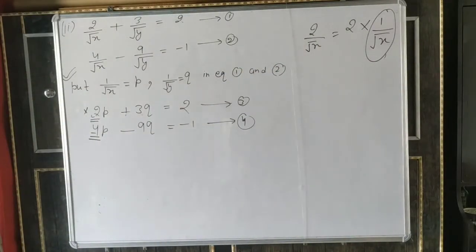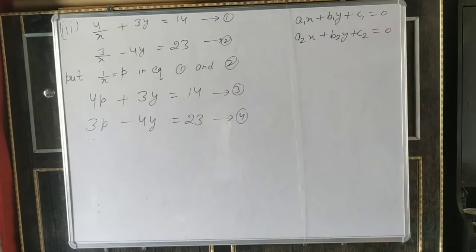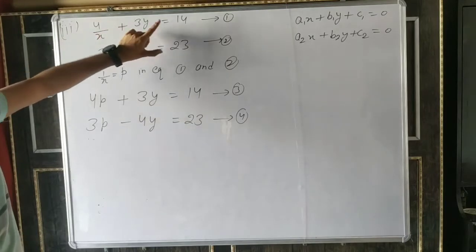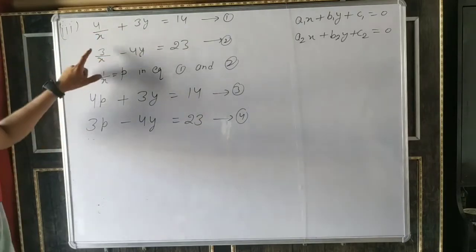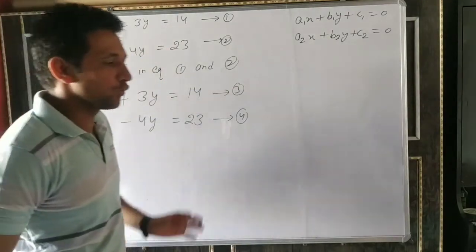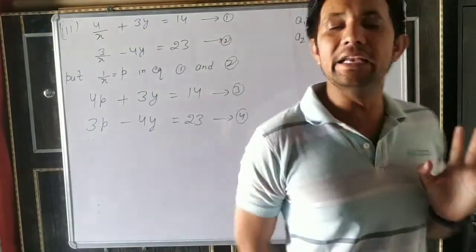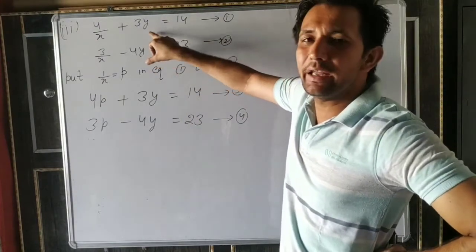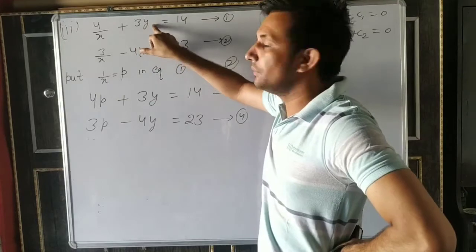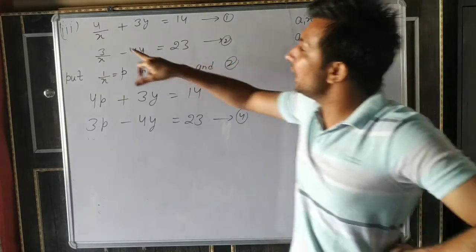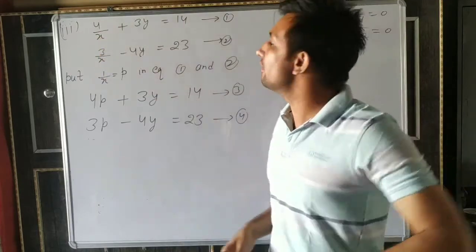Okay, look at the next question. Now look at the third part. 4 upon x plus 3y equal to 14, 3 upon x minus 4y equal to 23. So first we have to reduce to linear equations. We observe that the y variable is already in linear equation general form, but only x is in the denominator. So we will change only this one.